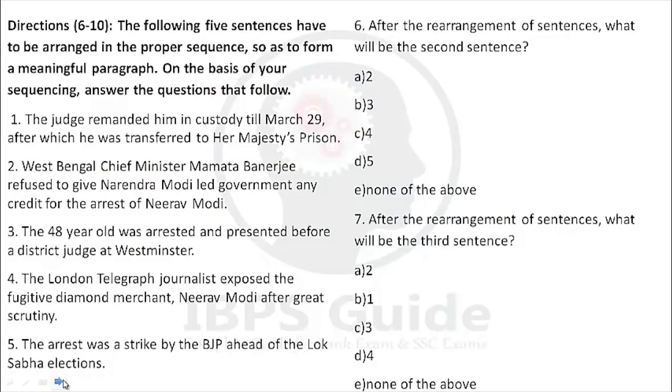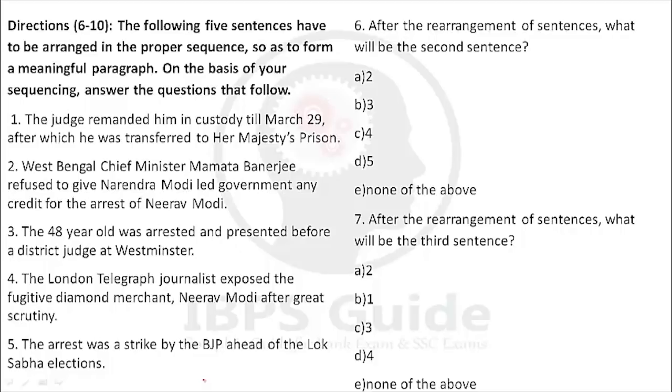Let's move to question number 6. Here it is a parajumble. The following 5 sentences have to be arranged in proper sequence so as to form a meaningful paragraph. On the basis of your sequencing, answer the questions that follow. These are the 5 sentences, and they are not in proper order. We have to make it in proper order.